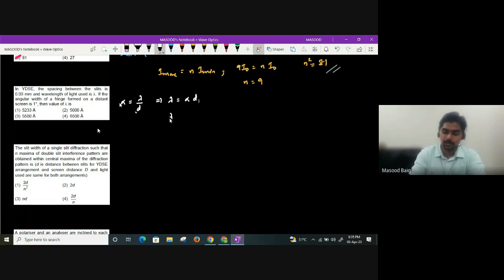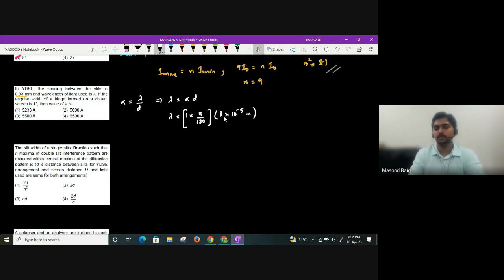So we can write the lambda value as: 1 degree is given, so I need to convert it into radian. You all know 180 degrees is pi radian, so I'll get this as pi by 180. This is our alpha value. And what is our d value, beta? The d value is 0.03 mm, so I can write it as 3 into 10 power minus 2 mm, or eventually 3 into 10 power minus 5 meters. So this is in radian and this is in meters.